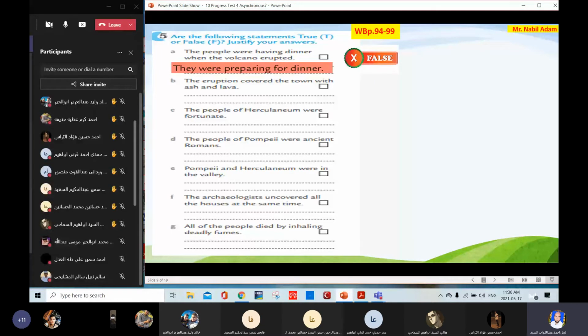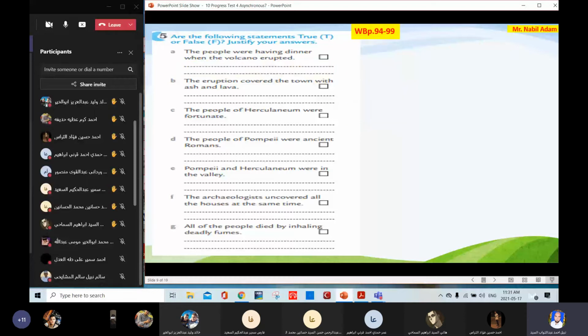Good. The eruption covered the town with ash and lava. True or false? Ahmed Gamal Wardany. True. Good. The people of Herculaneum were fortunate. They were lucky. True or false? True. No. How were they true? The people of Herculaneum were fortunate. How?